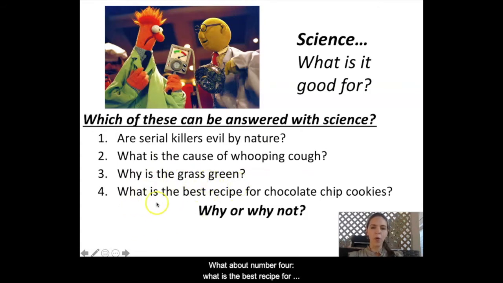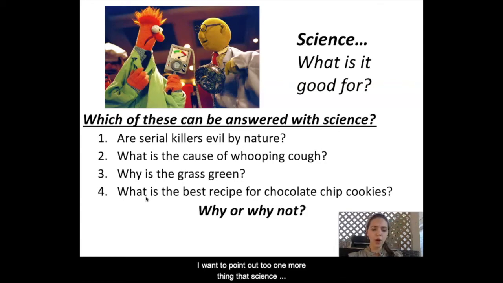What about number 4? What is the best recipe for chocolate chip cookies? This one's a little bit tricky. This is a subjective question, right? Everyone might have a different idea of what's best. Science tries to be objective, not subjective. So as this is currently written, this would be difficult to answer with science. But you could rephrase this, right? You could ask something like, which recipe produces the most popular chocolate chip cookies? And that's something that could be answered with the scientific method.